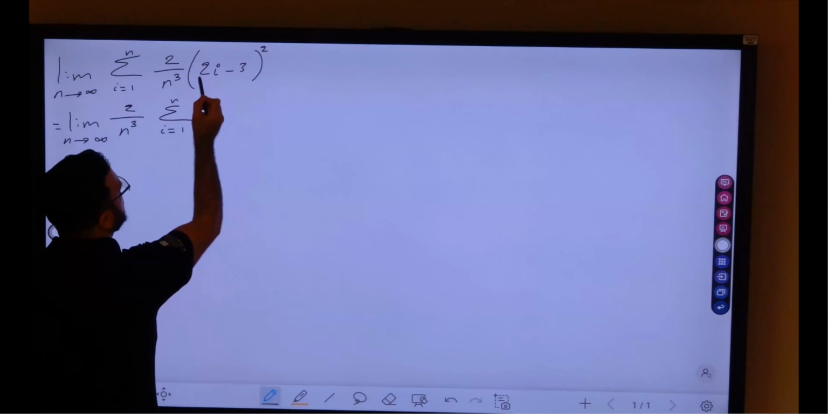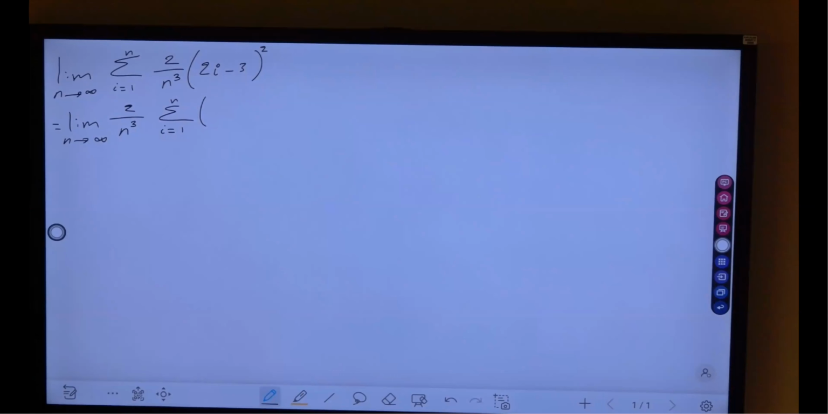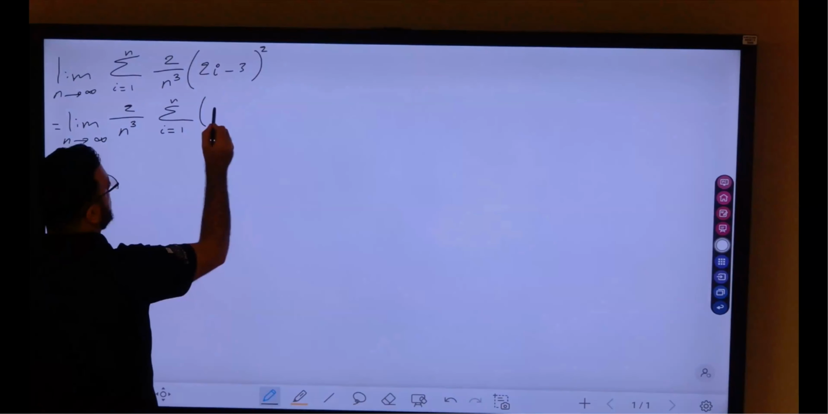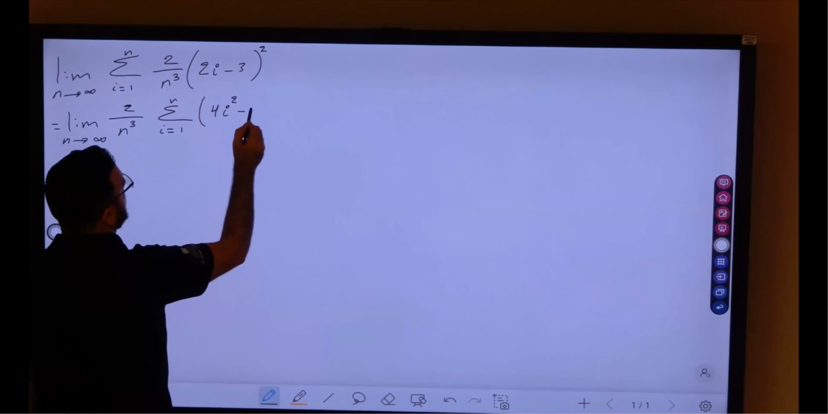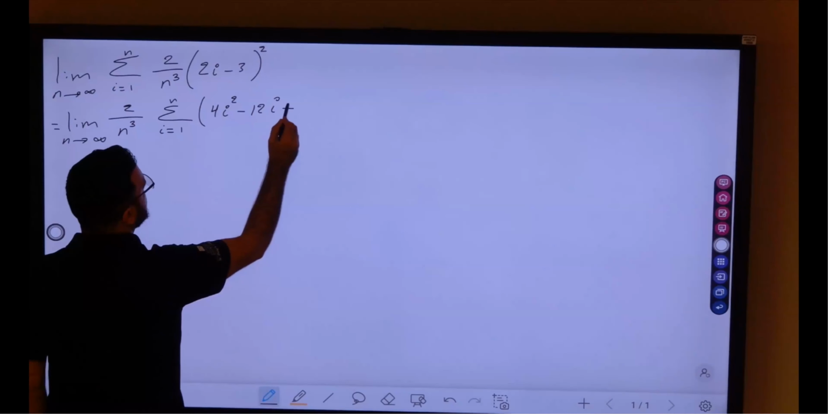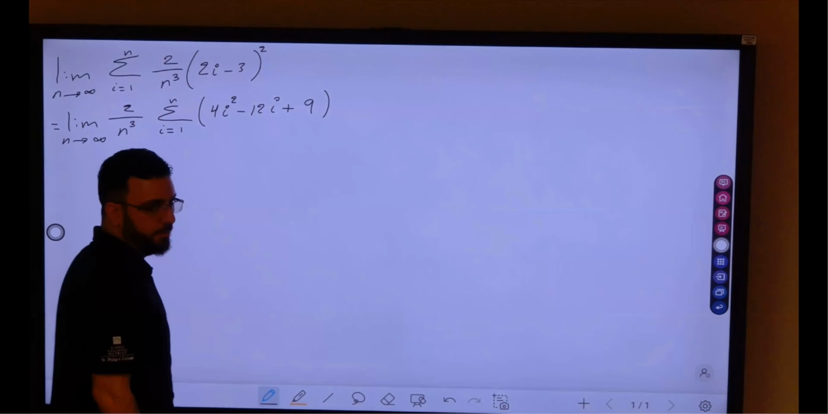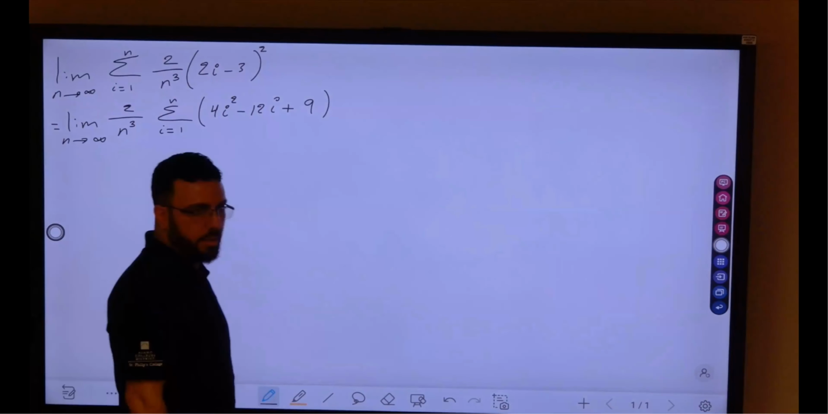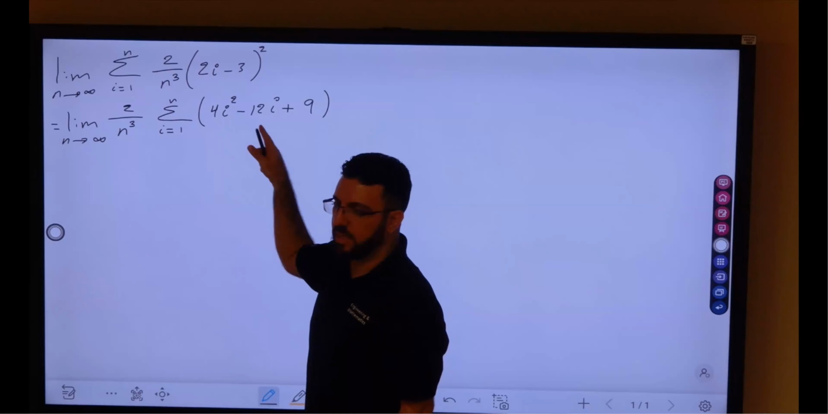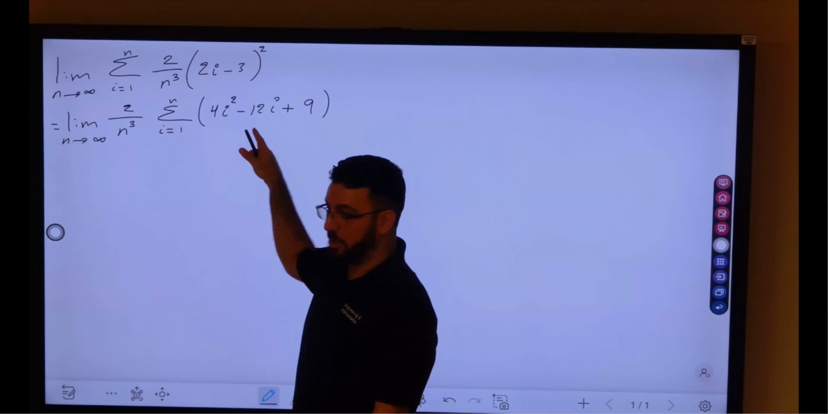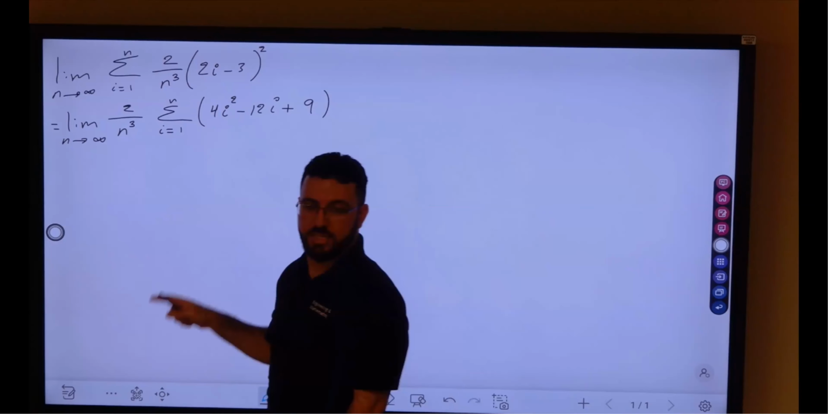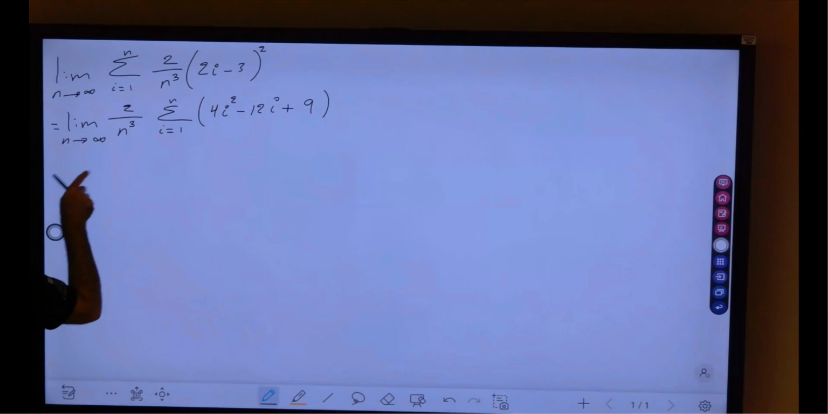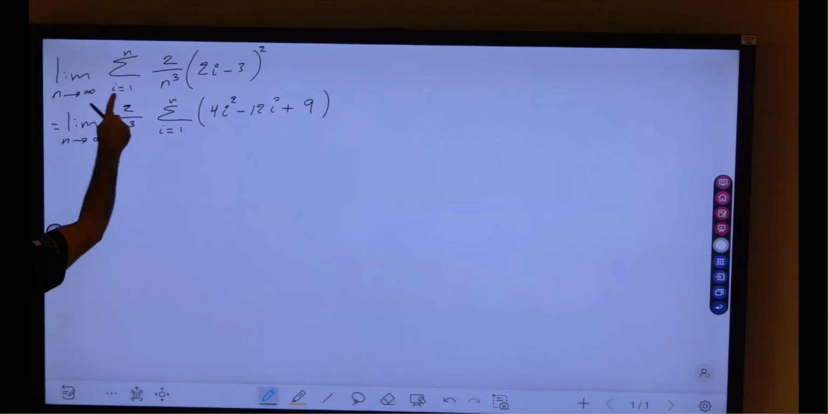Now, what I'm going to do here is just FOIL. So I'm going to FOIL this one, and it's going to be 4i squared minus 12i minus 12i plus 9. Be careful. Someone last semester said, okay, i squared is -1, because he thought it's a complex number. It's not a complex number, so be careful. Here it's an index, which goes from the first term to the last term.